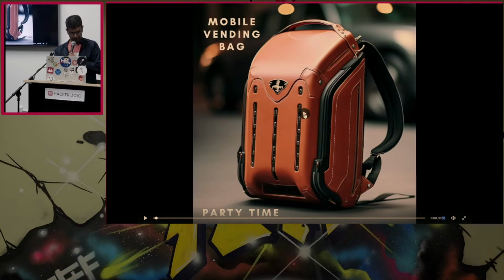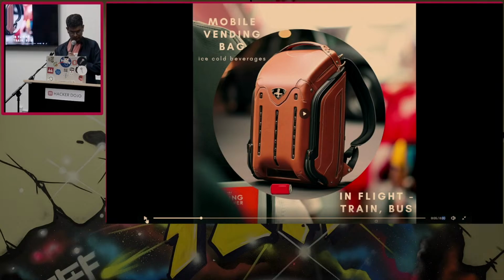If you go in a flight, the flight attendant takes the cart and blocks everything. Even if you want to go to the restroom, they are blocking it. So give them a mobile vending bag, with which they can deliver your stuff. Even in the train and bus, it may be useful. In the bus, they don't have vending machines. They can have this.